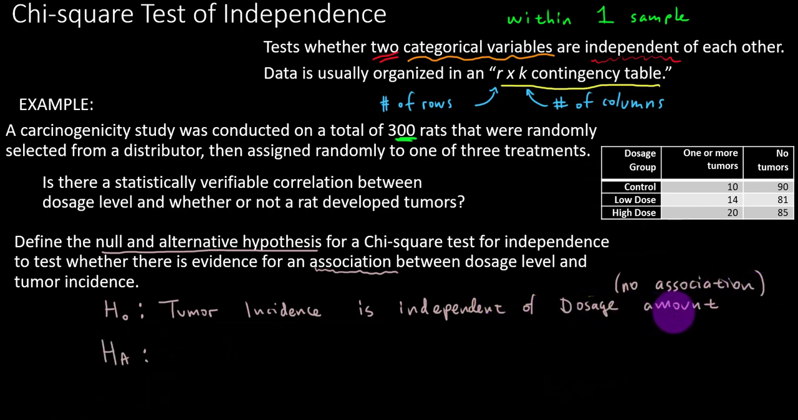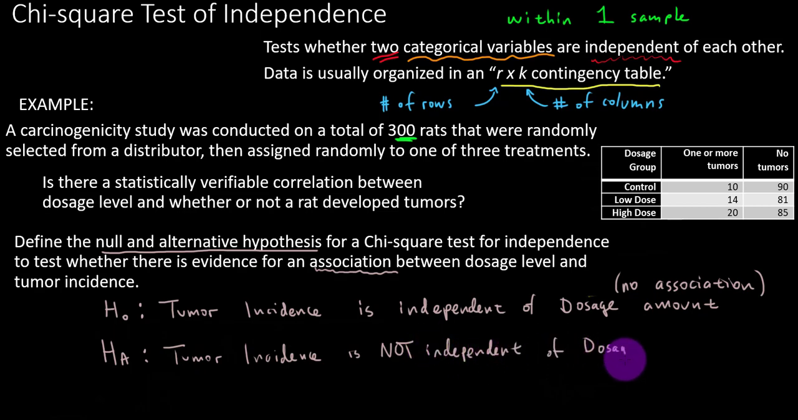For every test we've done, the null hypothesis is always some statement that there is no change or no connection really between the groups being compared. The alternative hypothesis needs to say the opposite here. So I will state that the tumor incidence is not independent of dosage amount. Or in other words, that there is an association between our two categorical variables.